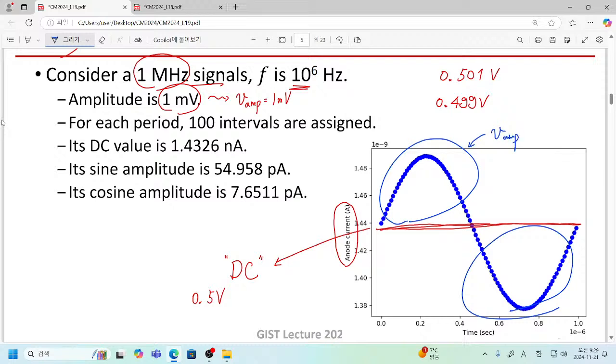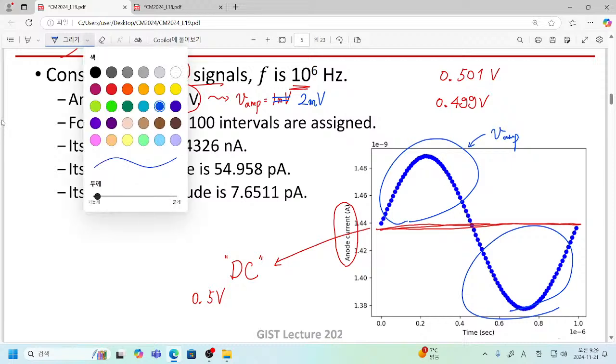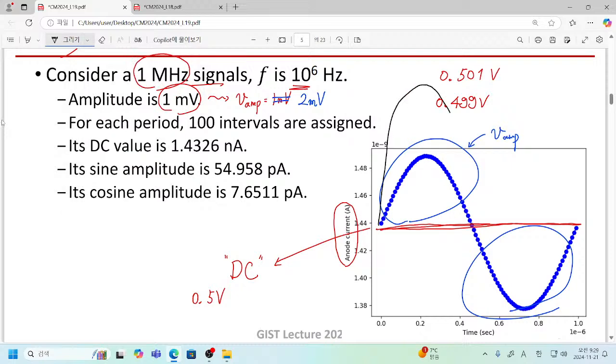So if we have, for example, instead of 1 millivolt, let's say we have 2 millivolt, then what will happen to our waveform? Our waveform will just look like this, twice scaled by this amplitude.